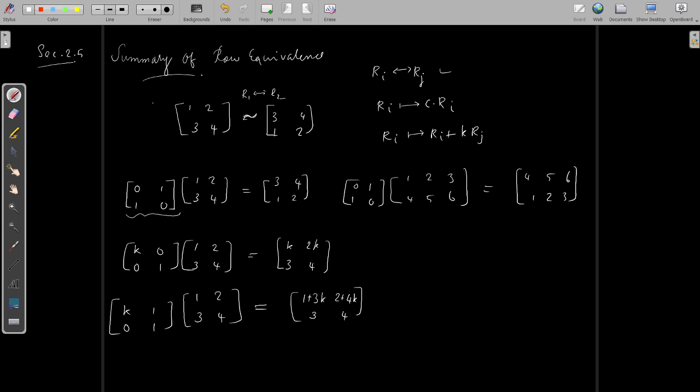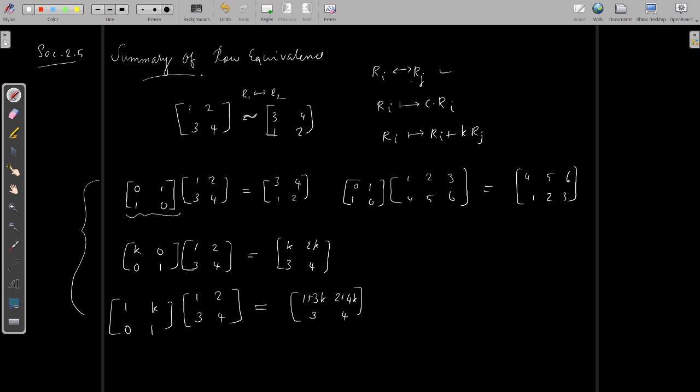Sorry, this is not the matrix. Actually, it is 1 k and 0 1. So this is that matrix. When you multiply it with this matrix, 1 times 1 plus 3 times k is the first entry, 1 times 2 plus 4 times k is the second entry, and the last row remains fixed as 3 4. So how will you find these matrices? That is the idea here.